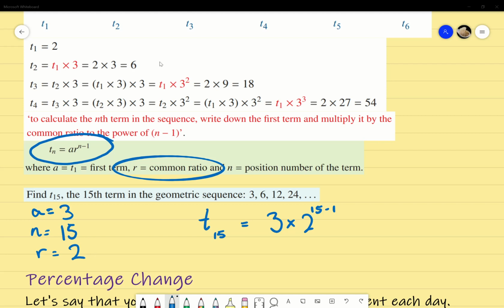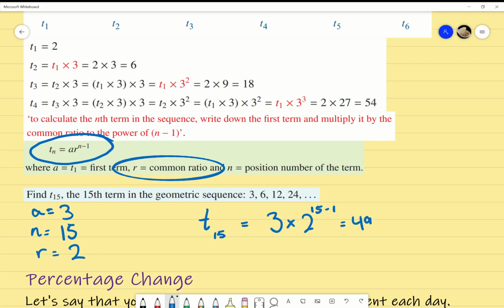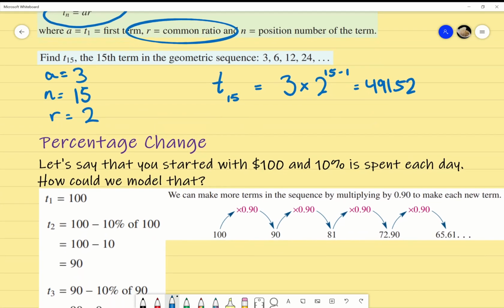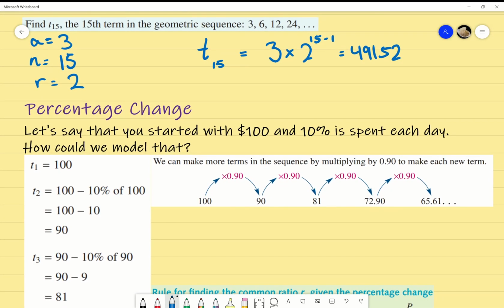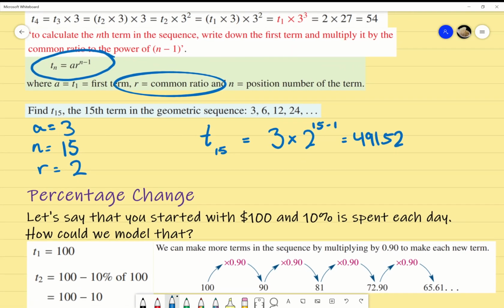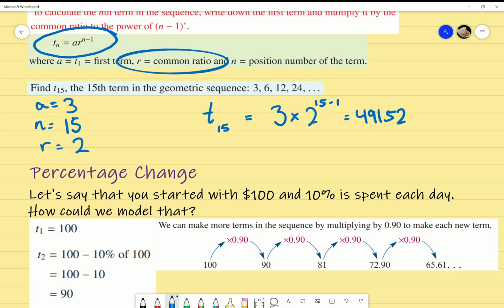Okay? The calculator is smart, it's not that smart. So our answer is 49152. Very large number. Okay? I'm going to leave that up on the screen so you guys can see. And I'm going to go through the next part here. Do you guys want me to scroll back up to here? Is that better? Yeah? Lovely.